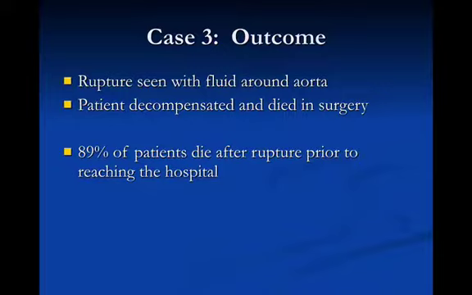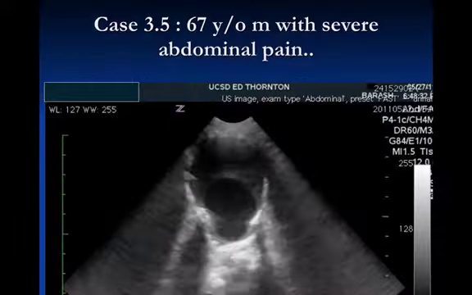This patient was brought to the OR. However, he decompensated and died in surgery. And 89% of patients die after rupture prior to reaching the hospital. Even of the people who reach the hospital, like this guy, a lot of them die. So it's a very bad thing to happen.